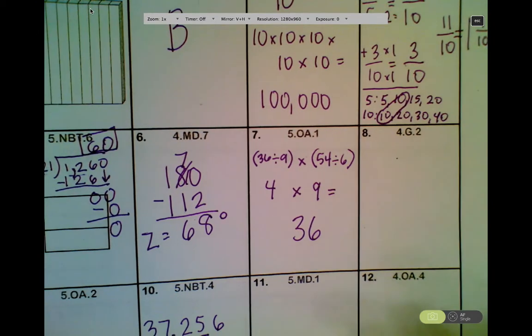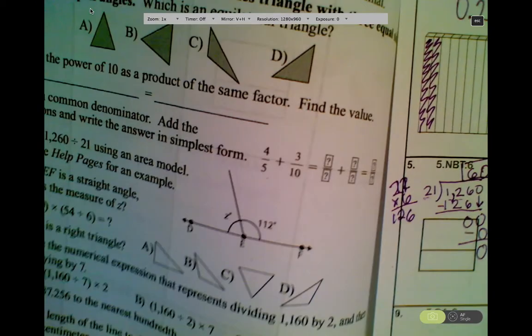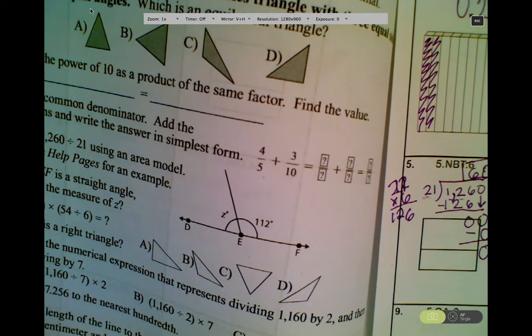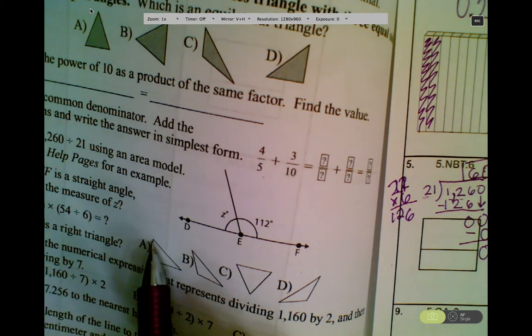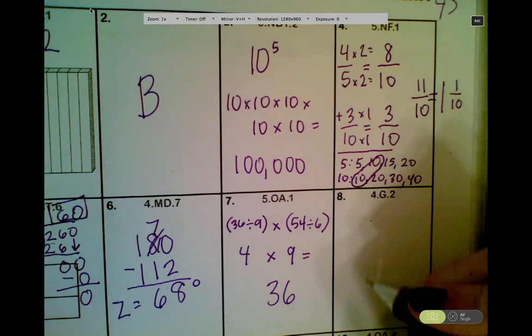Number 8, which is a right triangle? In a right triangle, you're looking for the triangle that has a right angle, and your best answer is A, because there's your right angle. So number 8 was A.